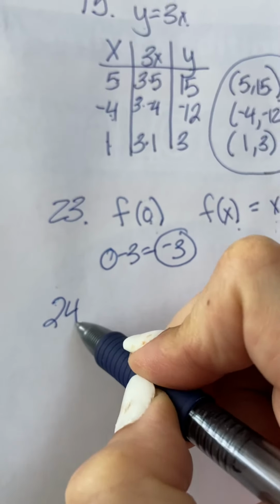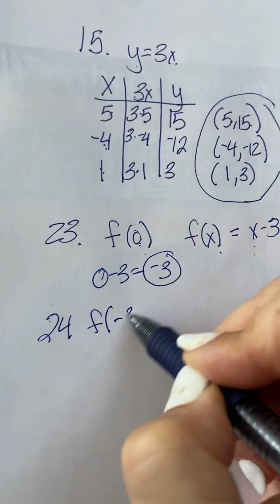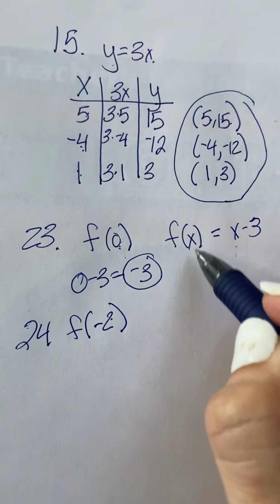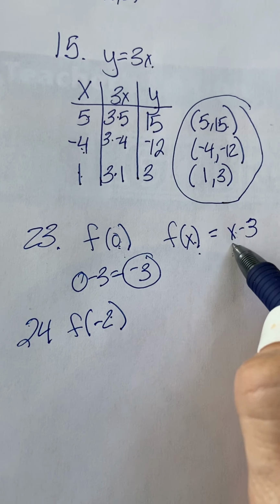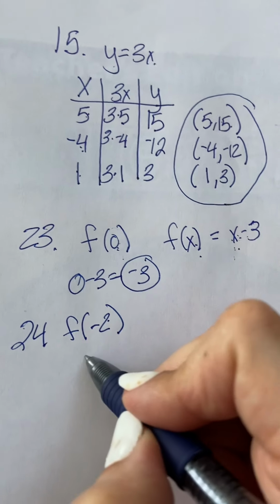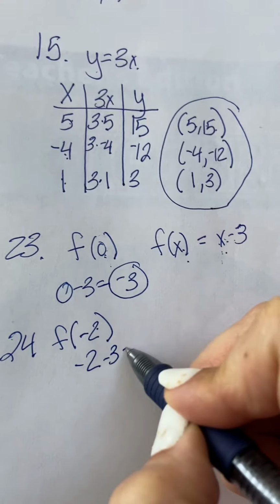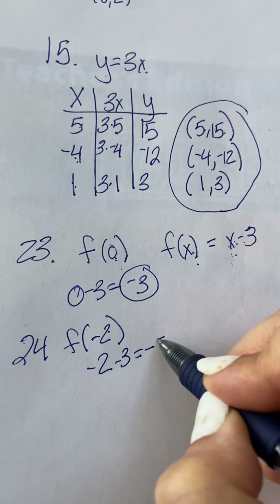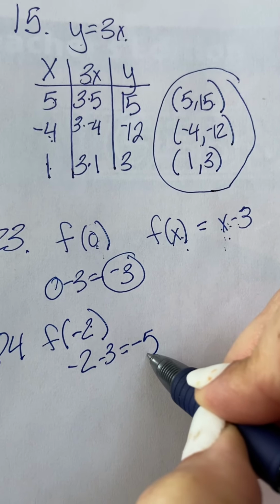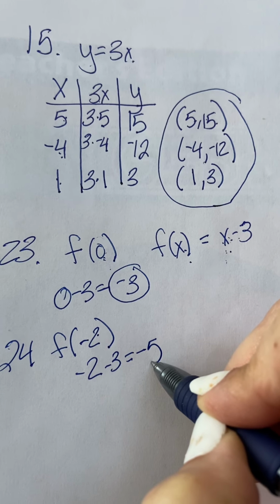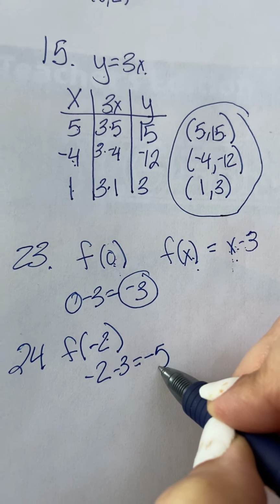24, f of negative 2. Put negative 2 in for x, and what do you get? Negative 2 minus 3 equals negative 5. Okay, so that's how you do that section.